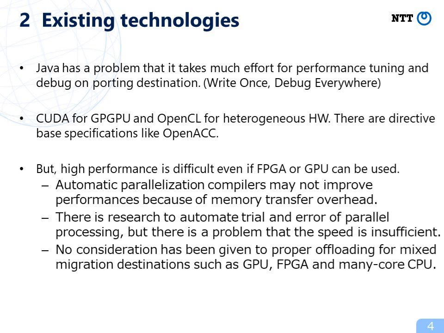There are directive-based specifications like OpenACC, but performance is difficult to obtain even if FPGA or GPU can be used, because automatic parallelization compilers may not improve performance because of memory transfer overhead. And there is research to automate trial and error of parallel processing, but there is a problem that the speed is insufficient. No consideration has been given to proper offloading for mixed migration destinations such as GPU, FPGA, and many core CPU.